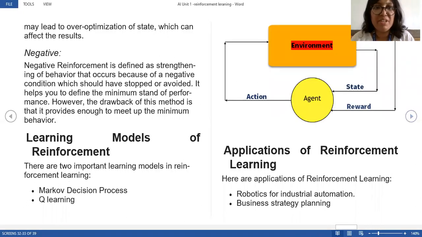Negative reinforcement is defined as the strengthening of behavior that occurs because of a negative condition which should have been stopped or avoided. It helps you to define the minimum standard of performance. However, the drawback of this method is that it provides just enough to meet the minimum behavior.